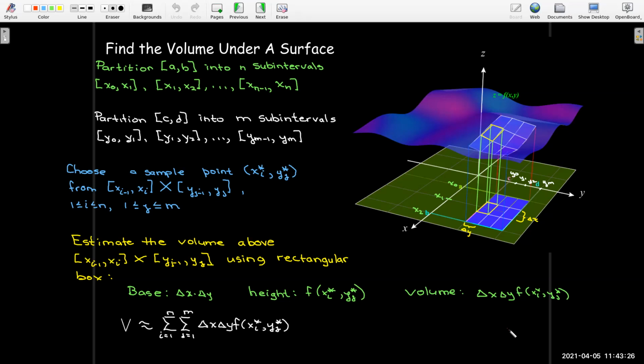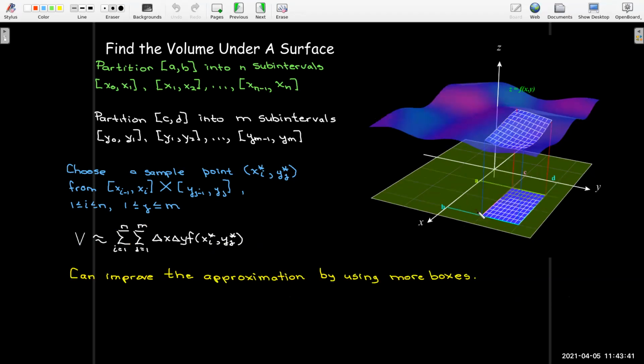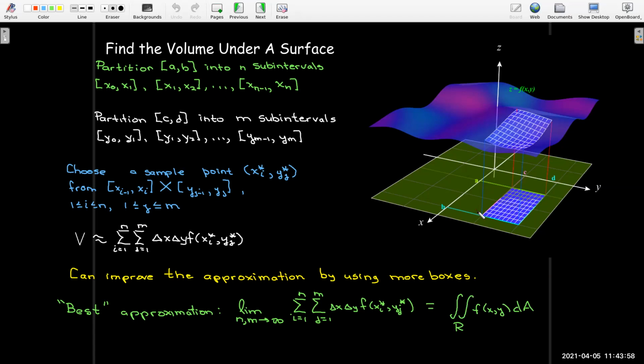And if I add up all of those boxes, now it's going to be a double sum because I have to add across the rows and the columns. That'll give me an approximation for the volume. And if I wanted to get a better approximation, well, I would take more boxes. And if I want to get the best approximation, I'll have to let the number of boxes go to infinity. And that limit of that double sum is our definition of the double integral over that rectangle.